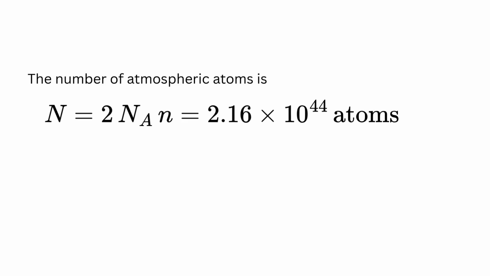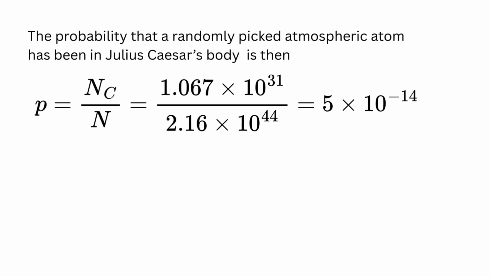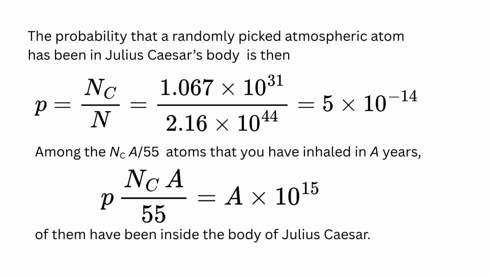Multiplying by Avogadro's number and a factor of 2 due to the diatomic nature of the gases, we conclude that the atmosphere has 2.16 times 10 to the power of 44 atoms. Knowing N_C and N, the probability that a randomly picked atmospheric atom has been in Julius Caesar's body is 5 times 10 to the power of negative 14. Therefore, among the atoms you have inhaled in your lifetime, about 10 to the power of 15 of them have been in Julius Caesar's body.